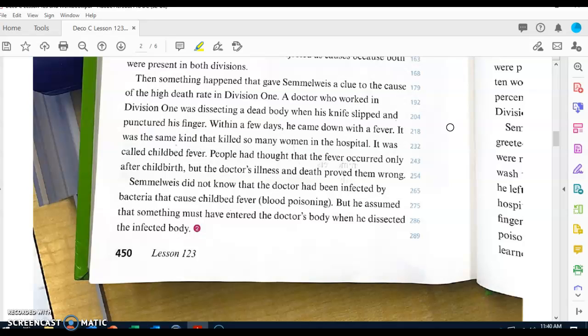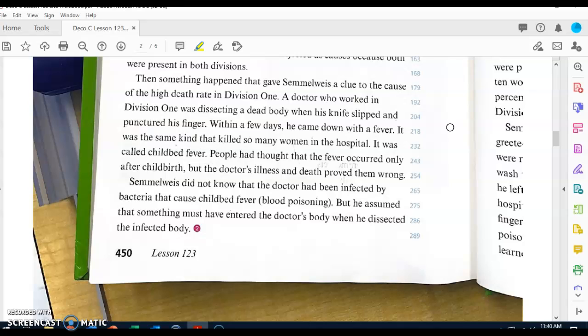People had thought that the fever occurred only after childbirth, but the doctor's illness and death proved them wrong. Semmelweis did not know that the doctor had been infected by bacteria that caused childbed fever, which is blood poisoning, but he assumed that something must have entered the doctor's body when he dissected the infected body.